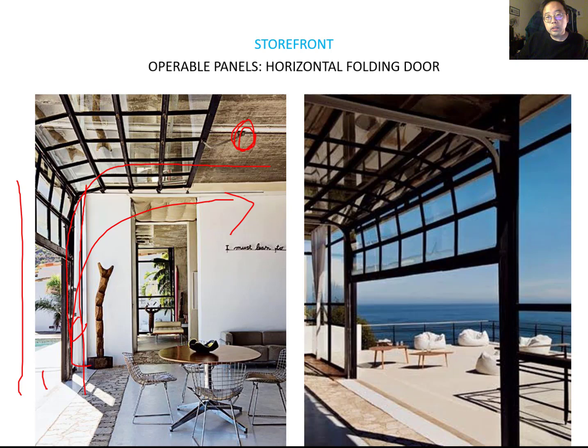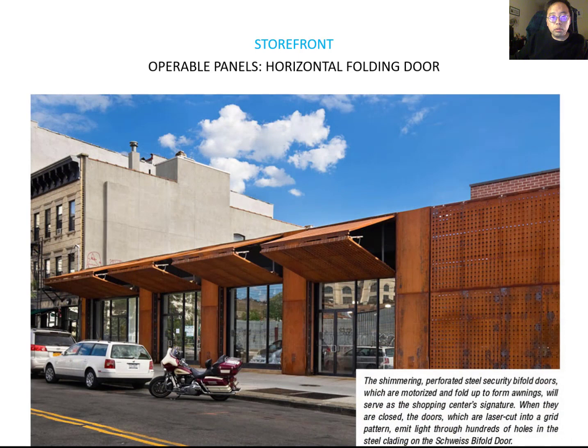In this project, they used this horizontal folding door system to make this elevation design. It used the horizontal folding door having perforated corten, which is a weathering metal grating. It is motorized and folds up to form the awning. So it usually closes down during the nighttime, but through the perforation you can still see the lighting from outside. During the daytime, it's totally open, and when they open it, it works as a sunshading device, protecting from the direct sunlight from outside. During the nighttime, it's shut down, which is a more secured area.